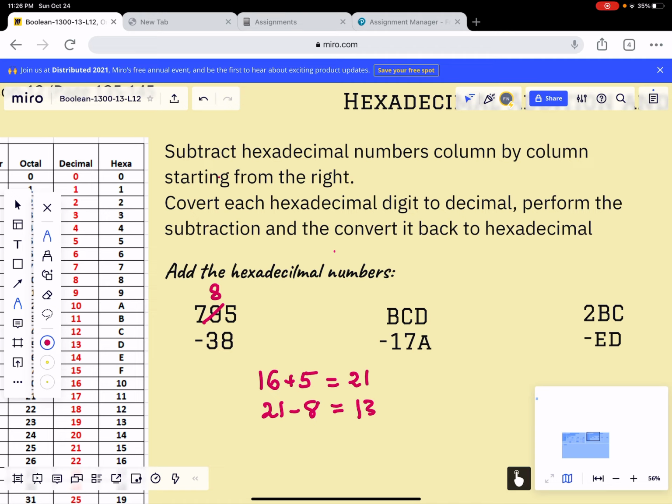So this is 13, and you're going to convert back to hexa, and 13 is letter D. So write out letter D. Put our letter D here. And then 8 minus 3 equal 5, and bring down 7. So your answer is 75D.